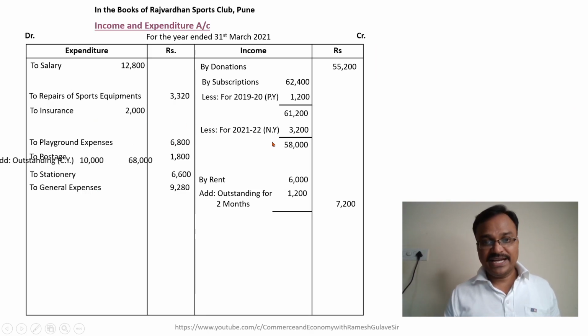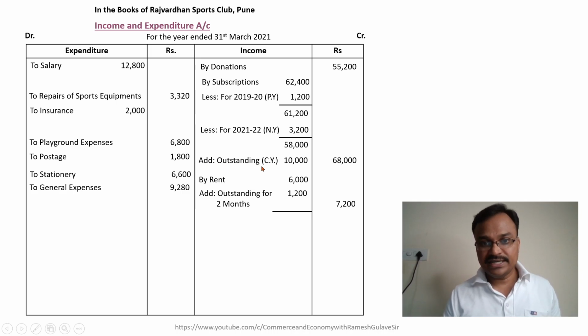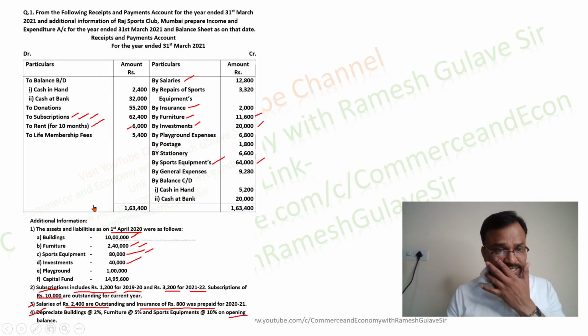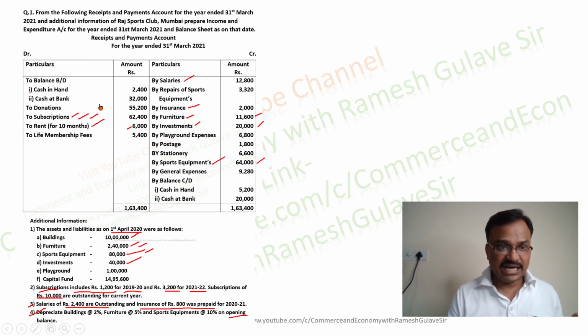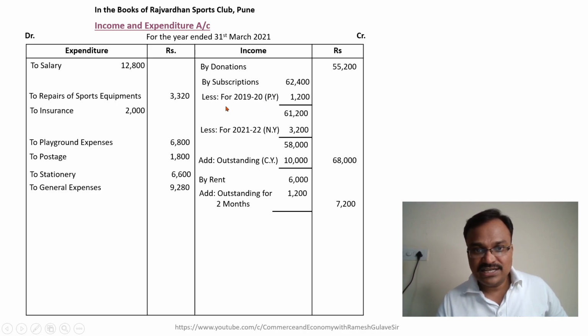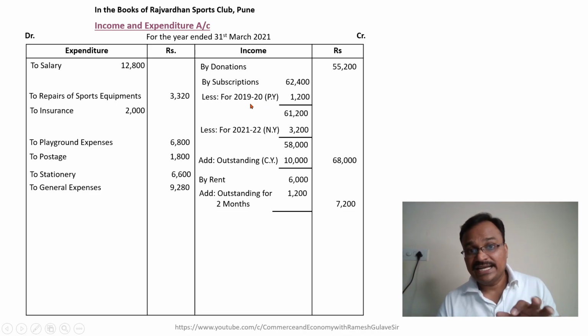So here in the 58,000 we are going to add 10,000 as outstanding subscription for current year, 10,000. Okay, so 58,000 plus 10,000, it is 68,000. So friends, here we have given first effect to all the adjustments related to the subscription. As we have already discussed, there are three adjustments on subscription, and we have given first effect to all those three adjustments. So here, first adjustment, subscription for 2019-20, which was related to the previous year, 1,200.